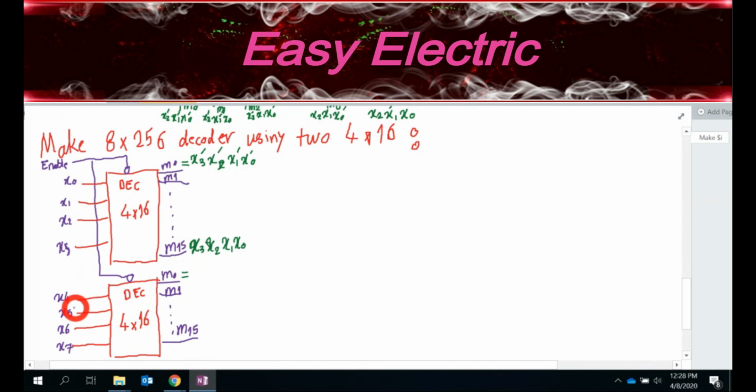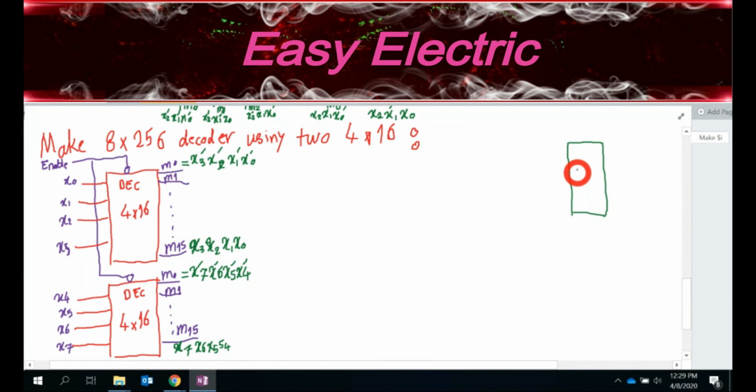How about the second one? For the second one, the input actually is 4 to 7. So that means M0 is x7, x6, x5, x4, all of them prime. How about the last one? It should be x7, x6, x5, and x4. Okay. So if you go back here, what you want to design is this.